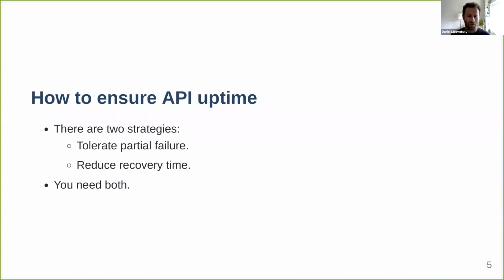Okay, so from those lessons learned in production, we know we want to make sure of a couple of things, right? We want to make sure that the API is up as much as possible. And there are two strategies to doing this. One is to ensure that you can tolerate partial failure of the control plane, and that you can reduce the recovery time from either a partial failure or a complete failure. There are two strategies, and you need both of them.